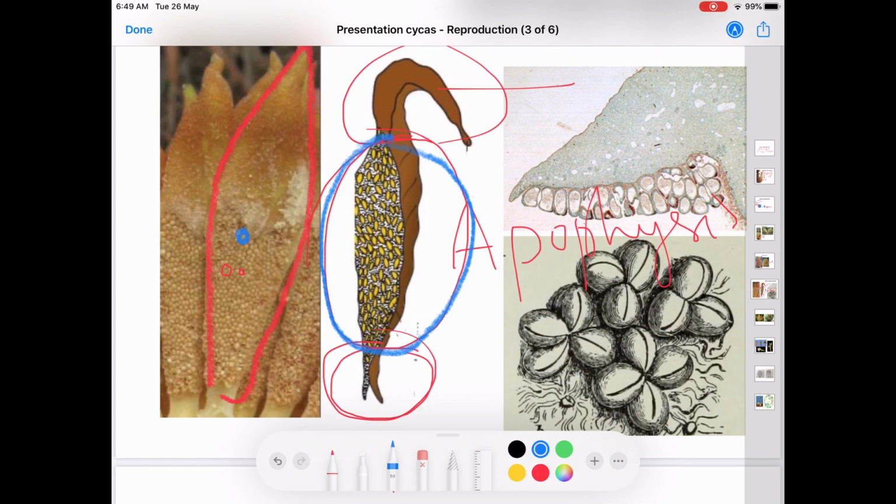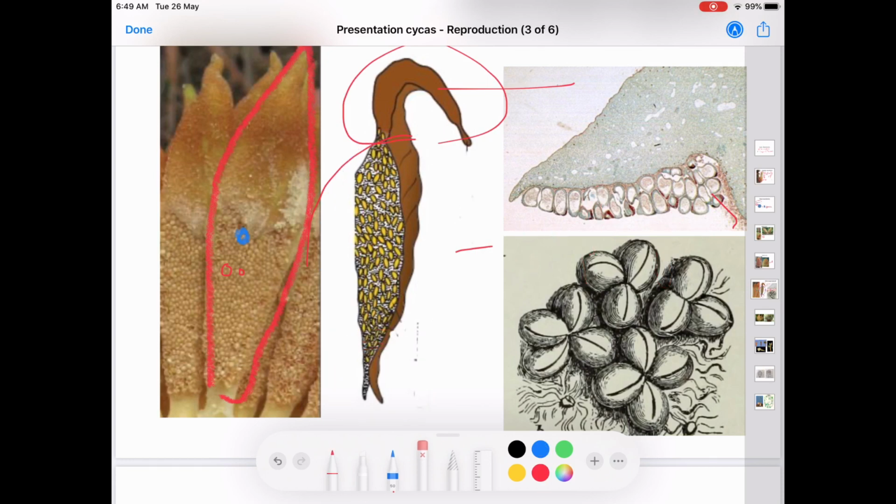The numerous sporangia will be attached on the lower surface of the microsporophyll, and few sporangia, that is 1 to 6 sporangia, will be arranged in a definite manner, producing the sorus. See this, sorus, and this structure is known as sorus. And each sorus carries 1 to 6 microsporangia.